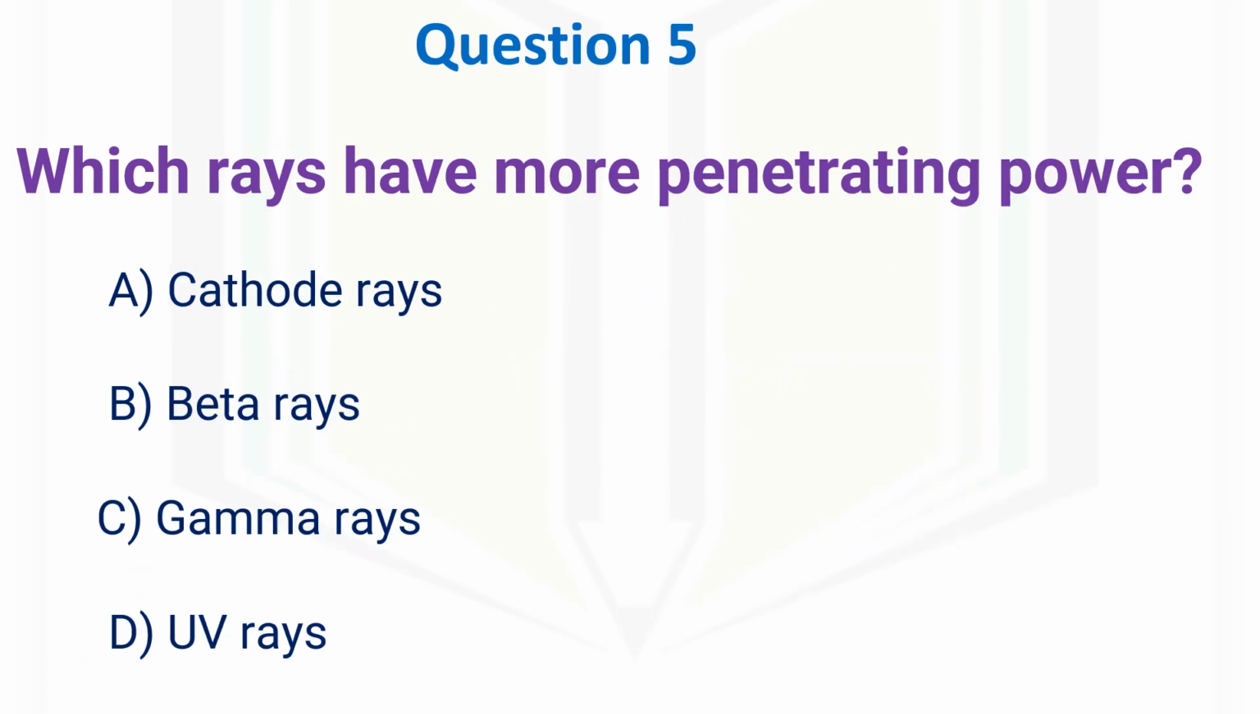Question number 5, which rays have more penetrating power? Options are cathode rays, beta rays, gamma rays, and UV rays. And the correct option is option C, the gamma rays. So what is penetrating power? Penetrating power is the ability of a ray to travel through a material. For example, gamma rays, which have the higher penetrating power, can penetrate through several meters of a dense material like lead or concrete.